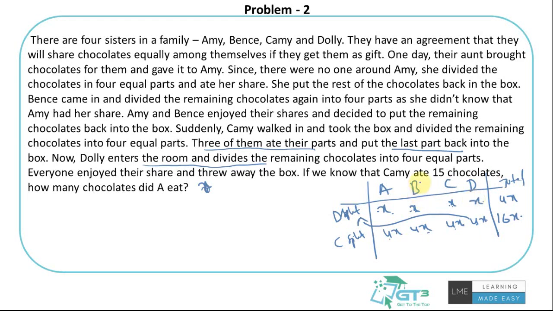So how many chocolates did C eat? 15, which is basically this part: X plus 4X. So 5X is 15. Okay, let me continue the story.